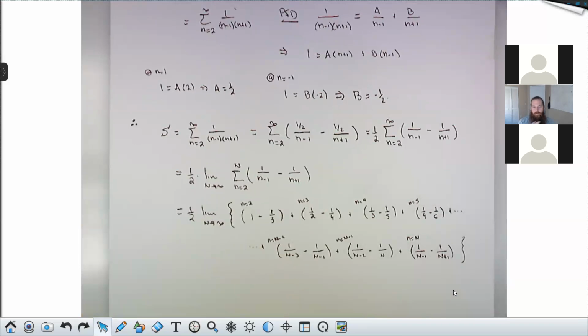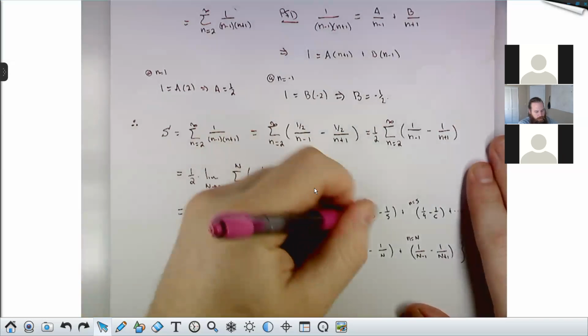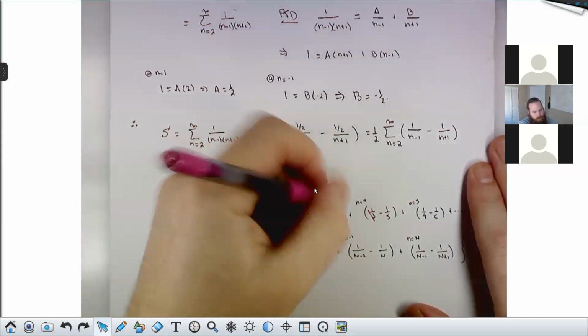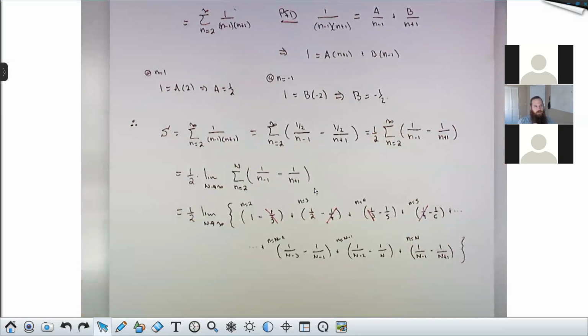So we write out the first few terms of the series, and we write out the last few terms of the series, because this series, the series at this line, is finite. And now my goal is to find a nice pattern, a pattern of cancellation. And what I see is that this negative 1/3 gets canceled by this positive 1/3. This negative 1/4 gets canceled by this positive 1/4. And in general, the negative part of a given term gets canceled by the positive guy 2 terms later.